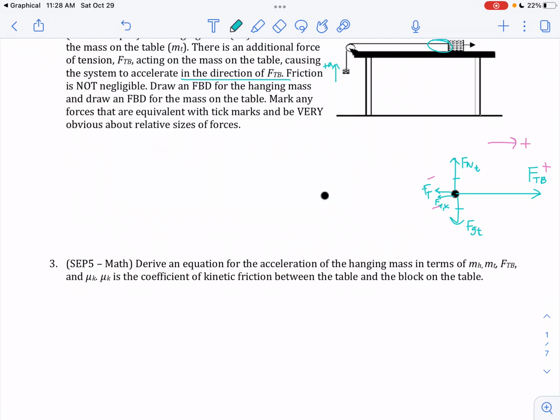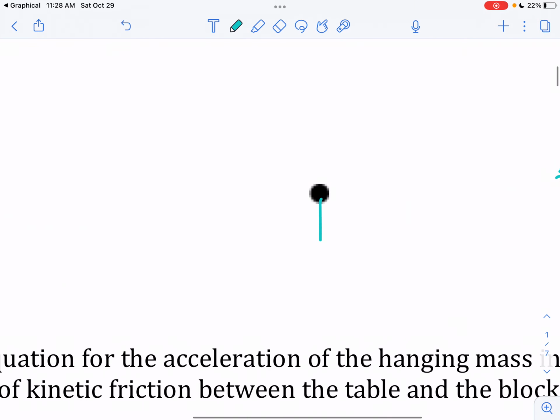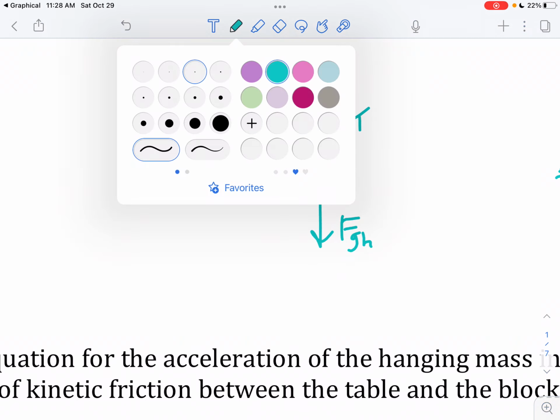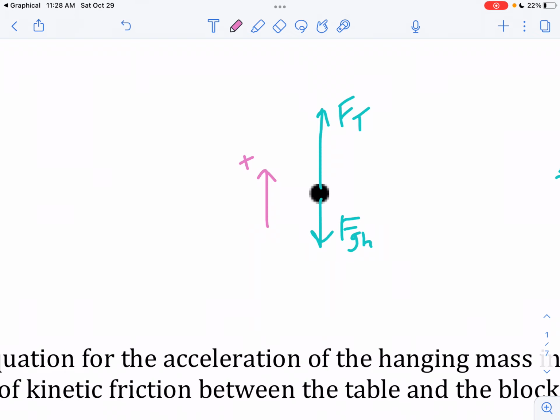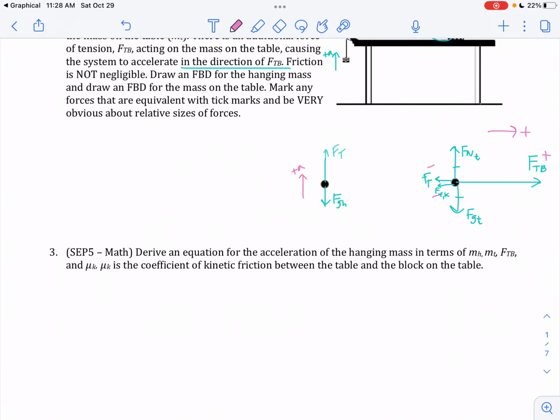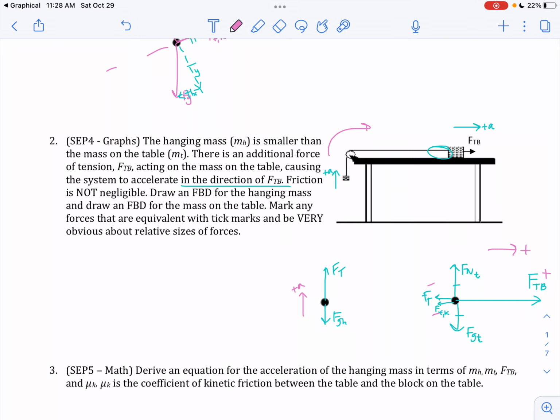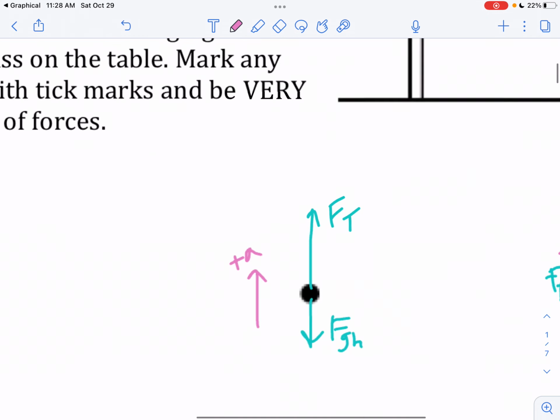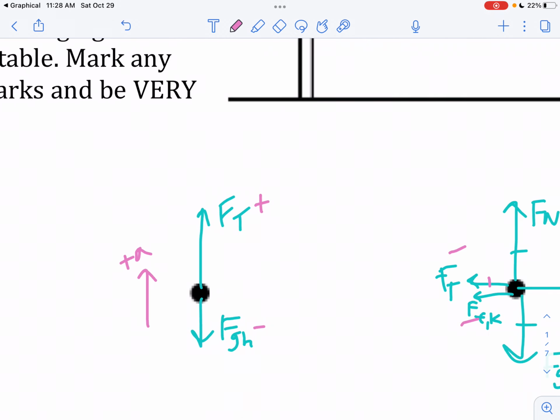Okay, now I'm going to draw my FBD for the hanging mass. So the hanging mass, there's a little force of gravity on the hanging mass, and then there's going to be a force of tension on the hanging mass that is going to be bigger than the force of gravity on the hanging mass because the hanging mass is accelerating up because the whole system is accelerating this way. And so then I can add that FT is going to be positive, FGH, so FG on the hanging mass is going to be negative. And then this FT is equal to this FT because it's the same string.